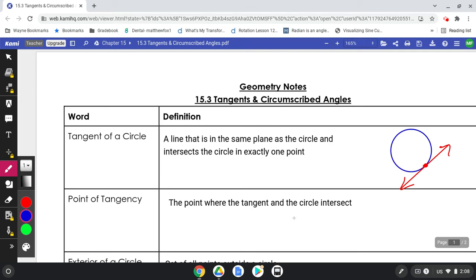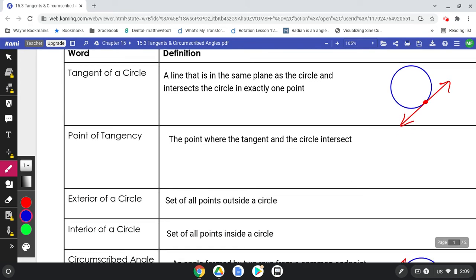Okay, so something to notice. If you need more time, just pause the video. You can write these down, but these are our vocab words. Now, the next two words: exterior of a circle is the set of all points outside a circle. Interior, you could probably guess, is the set of all the points inside a circle.